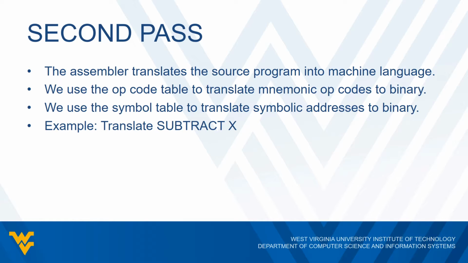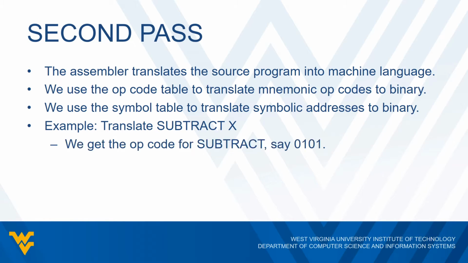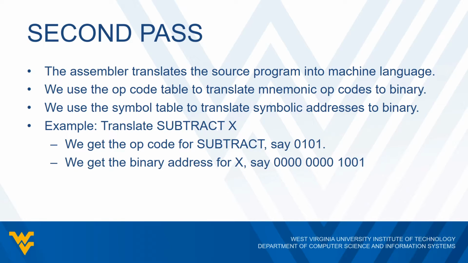We'll assume that our instruction format is a 4-bit opcode followed by a single 12-bit address. The assembler is first going to look up the subtract instruction in the opcode table, and it's going to place the 4-bit binary value, which in this case we're going to say is 0101, into the opcode field. The next step is that the assembler would look up the symbol X in the symbol table, and place the binary address value, here 000000001001, so decimal 9 in this case, into the address field.